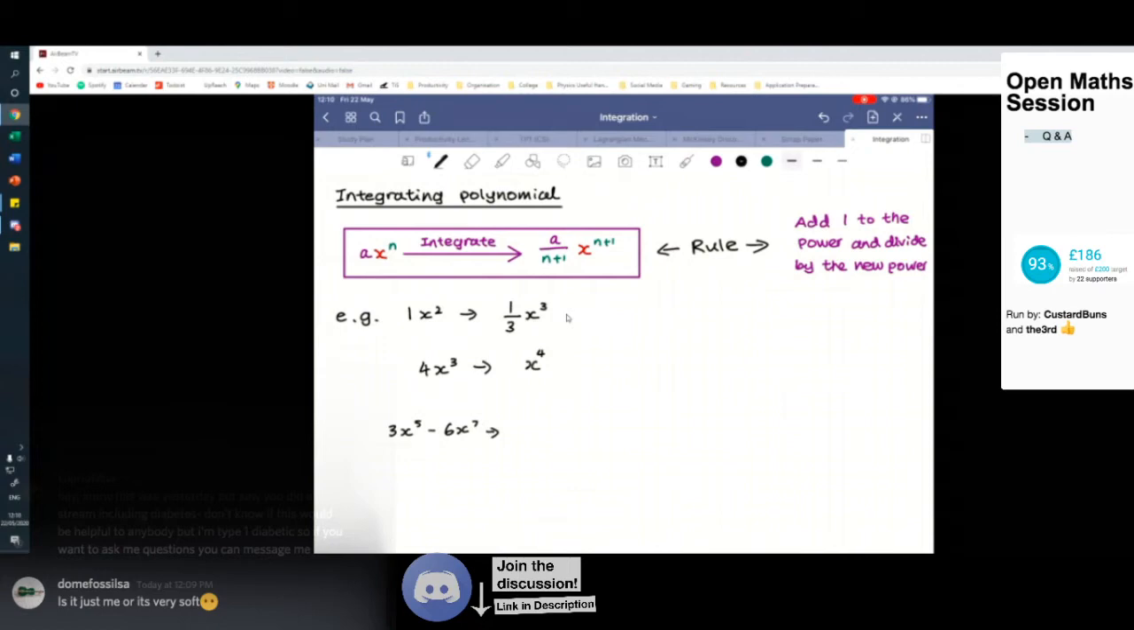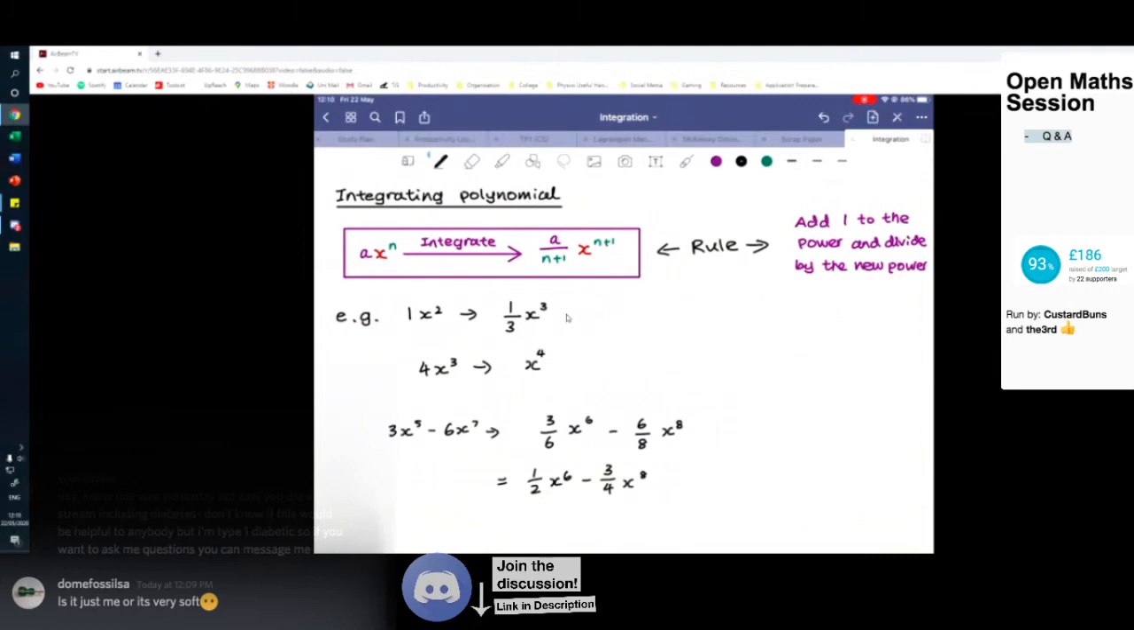So during the first term, we have x to the power of 6, because 5 plus 1 is 6, and we divide by the new power, divide by 6. And the second term, minus x to the power of 8, and then divided by 8. We see that we can do some simplification here, because 3 and 6 in the first term are both divisible by 3. So we can simplify that down to a half x to the power 6, and in the second term, both the denominator and the numerator are divisible by 2. So that becomes 3 over 4 x to the 8.